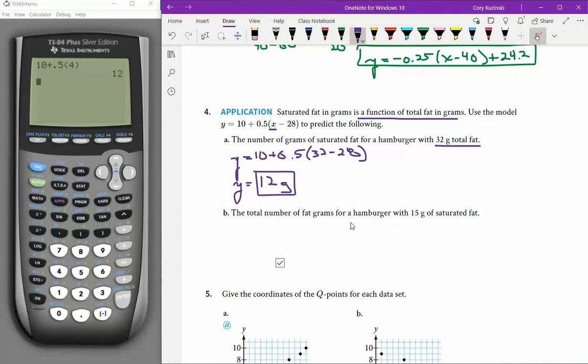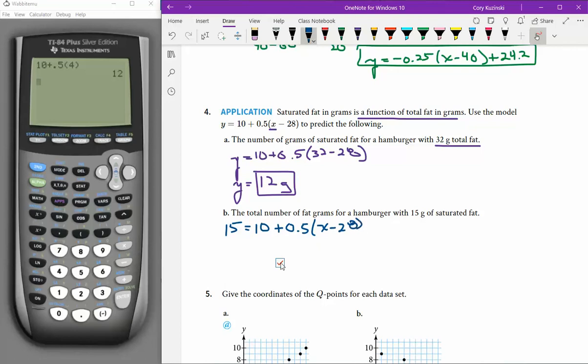The total number of fat grams for a hamburger with 15 grams of saturated fat. So that's backwards. Now they're giving us y. They're giving us 15 grams of saturated fat. We're going to have to solve this equation and figure out what the total fat grams were.